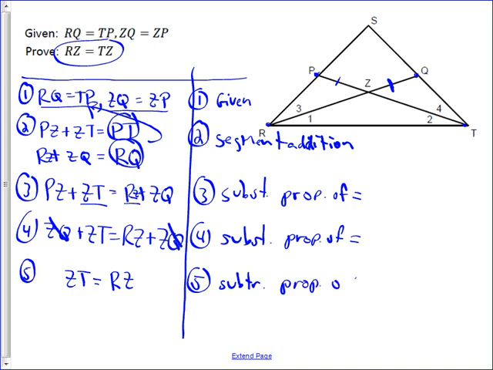If they needed to prove them congruent, you could have done that in one more step by definition of congruence. But otherwise, that's a pretty simple proof of showing ZT equal to RZ.